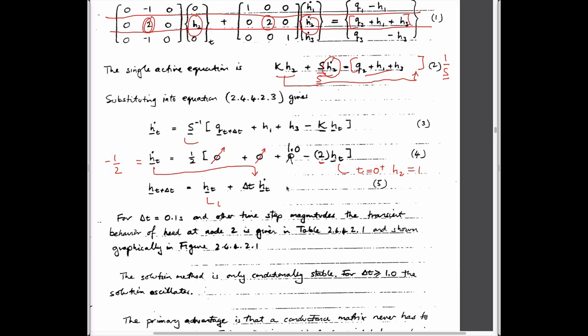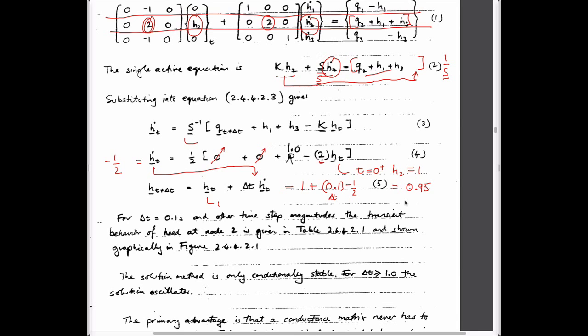So this expression here for the first time step will be 1 plus 0.1, which is delta t, times minus a half. And what's that going to be equal to? A half of this is 0.05. I think this is right. That's the first time step.